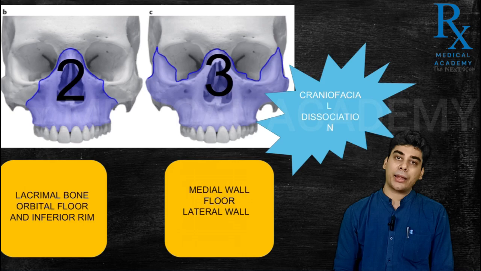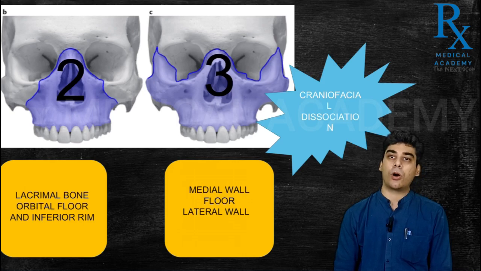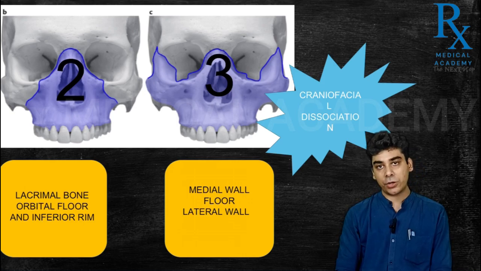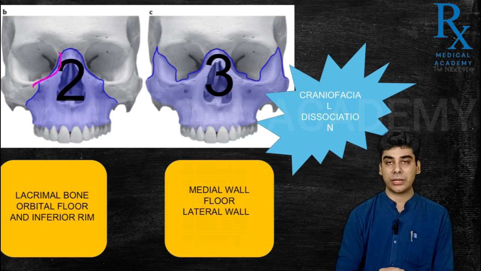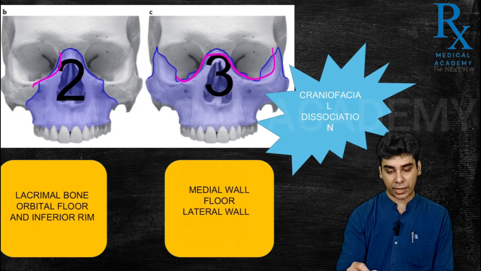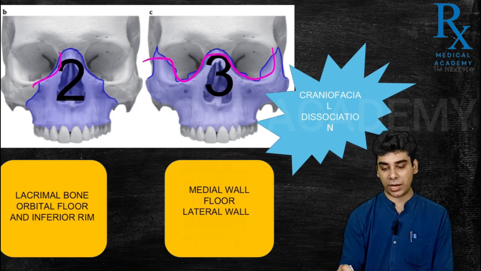So now coming back into the extent of orbital involvement in Le Fort fractures. Le Fort 2 fracture में हमारा सिर्फ medial wall और part of floor गया है, जबकि Le Fort 3 में हमारा lateral wall, floor और medial wall पूरा जा चुका है. It's a more extensive fracture called as craniofacial dissociation.